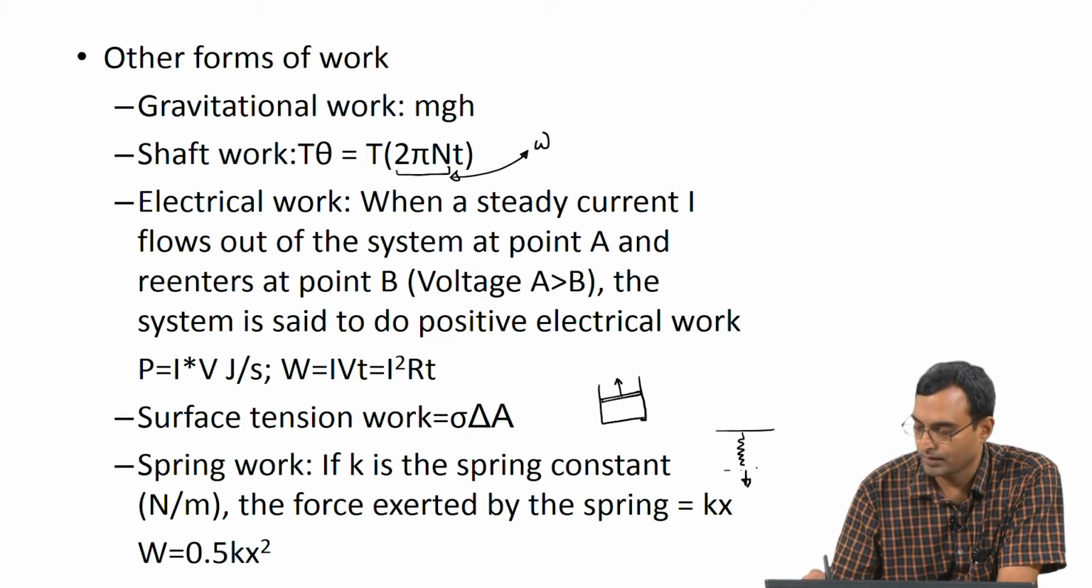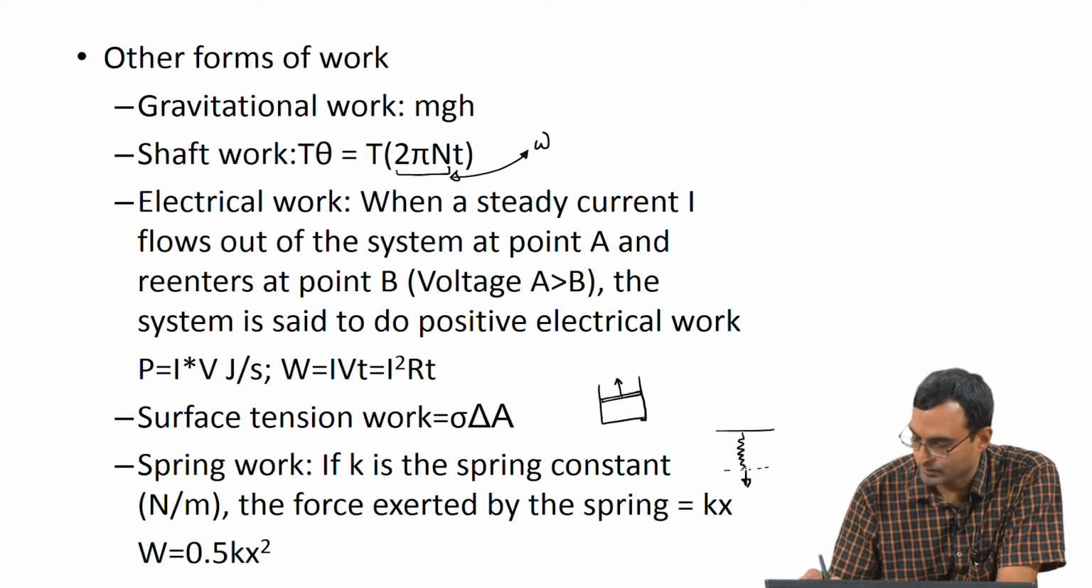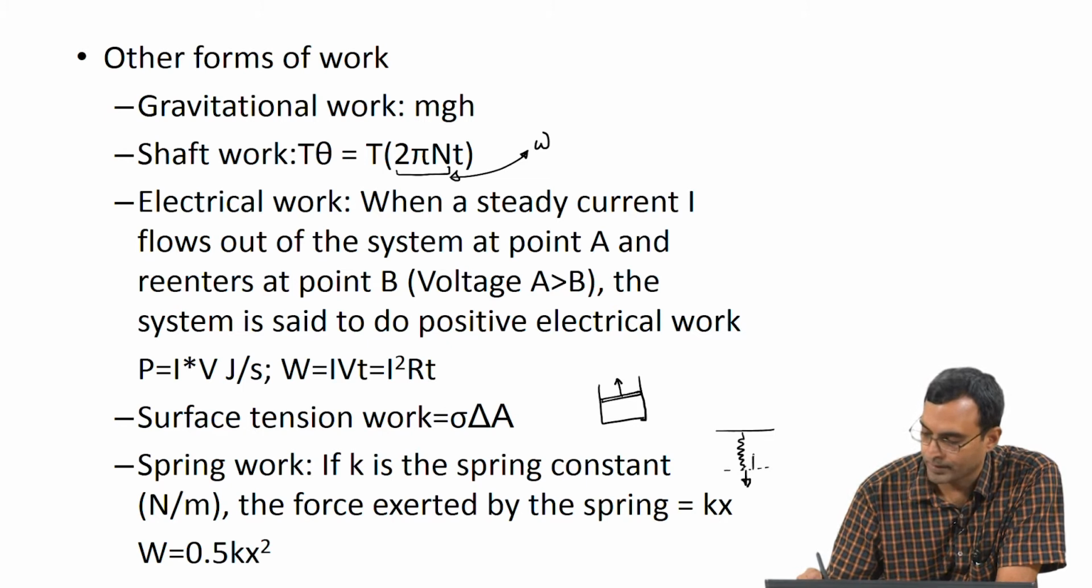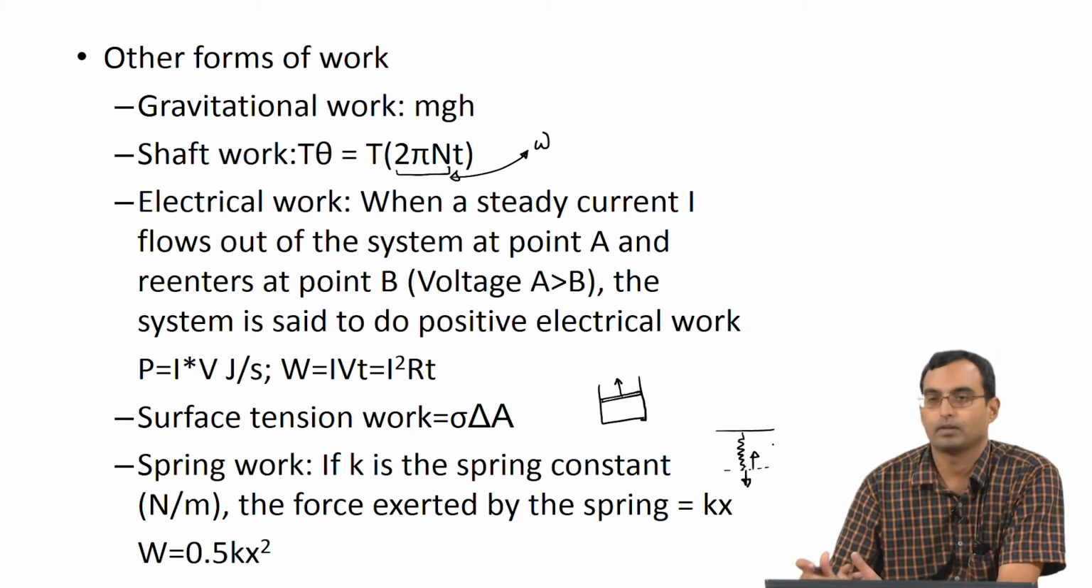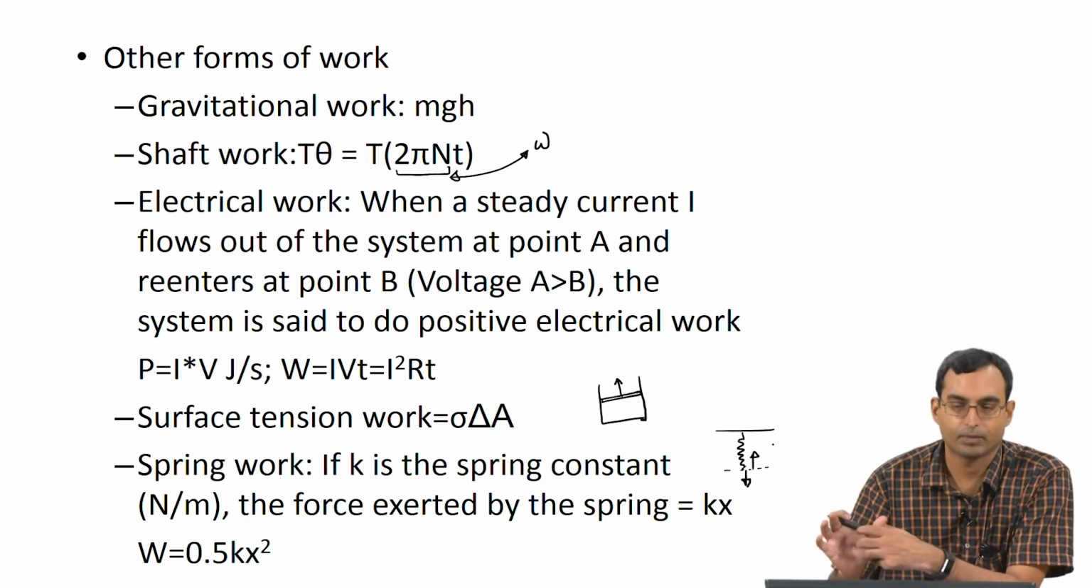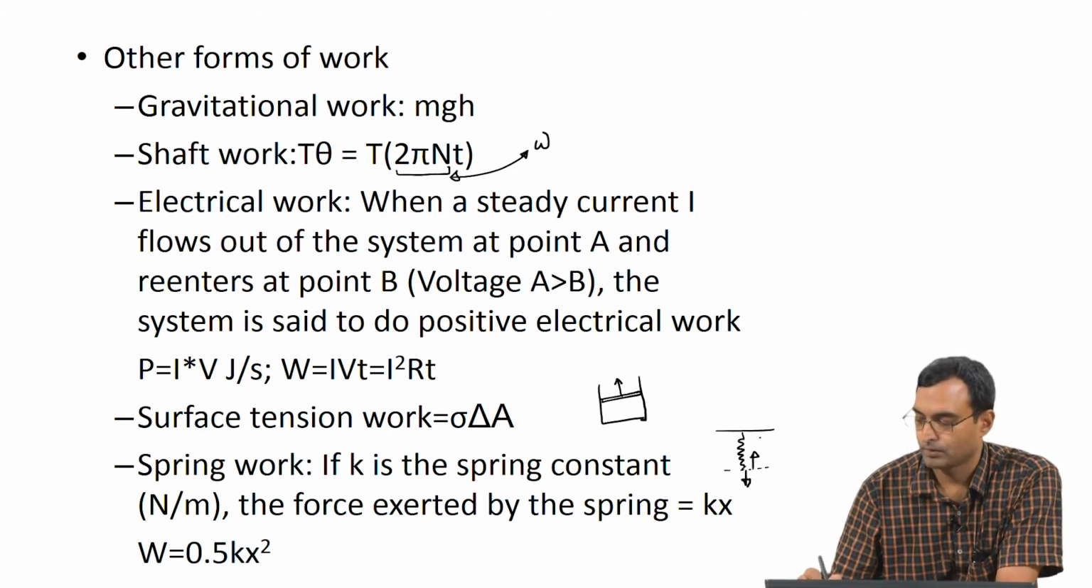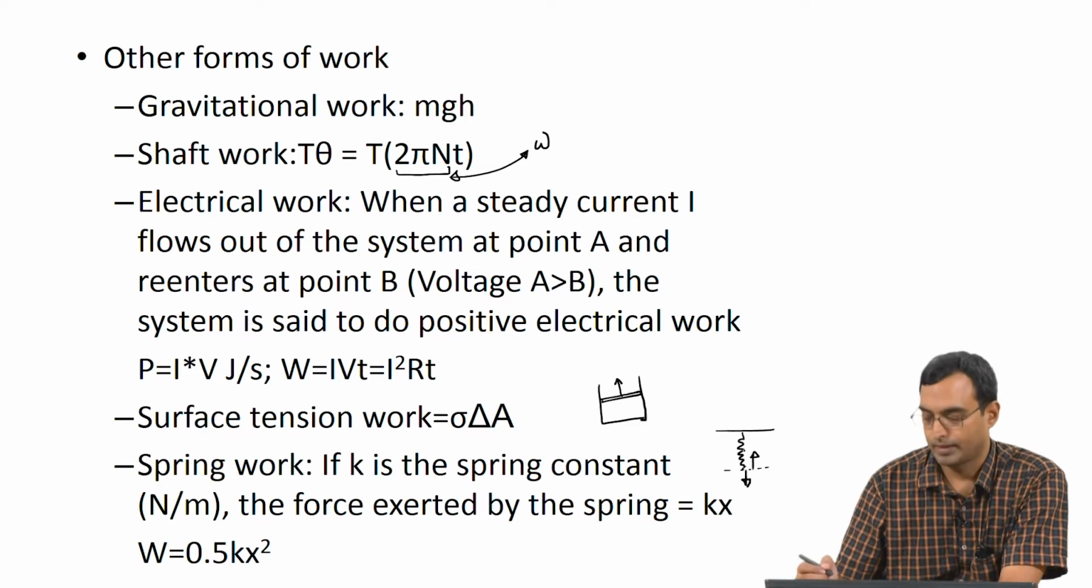Similarly, if this was the equilibrium position of the spring, and we push the spring from its equilibrium position, once again the spring is resisting our pushing it, and we are pushing it against its will. So, there is work interaction for the spring which is again negative.